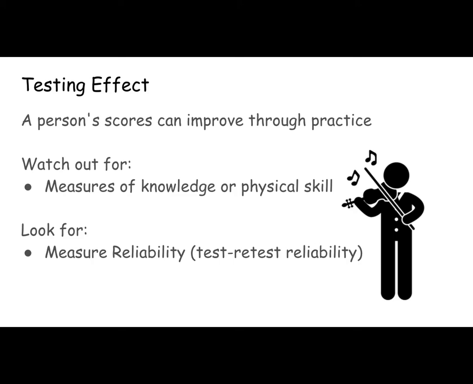Testing effect means that people may improve their score just by practice. So if you give someone a handwriting test at the start of your intervention, and then you give them the same handwriting test every week for 4 weeks as you give the intervention, it may be that they're just getting better at the handwriting test. So what you're looking for is retest reliability. So is this test reliable? Is it going to give similar results over multiple measurements?